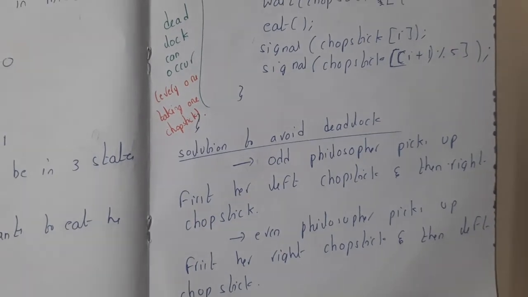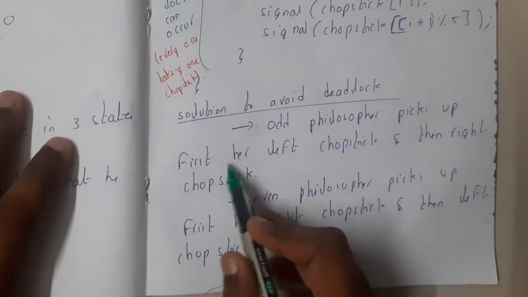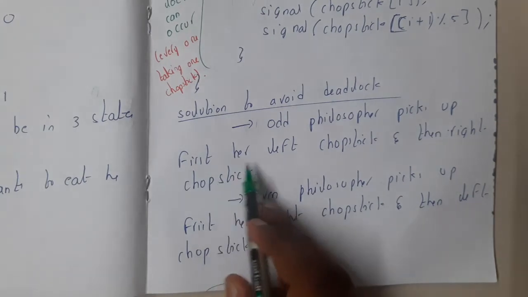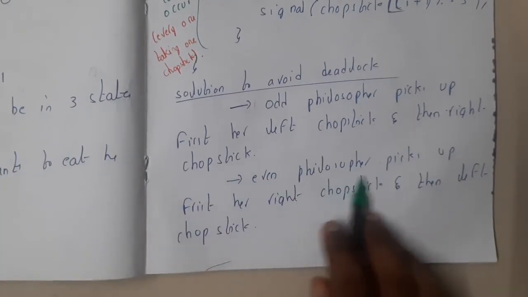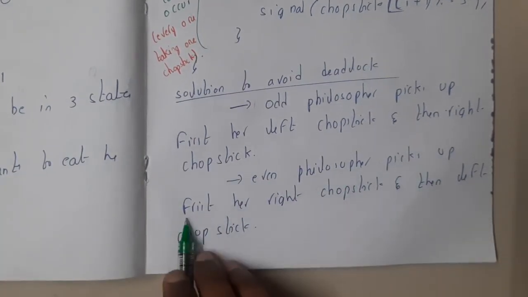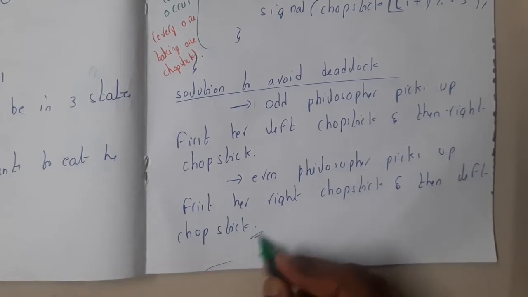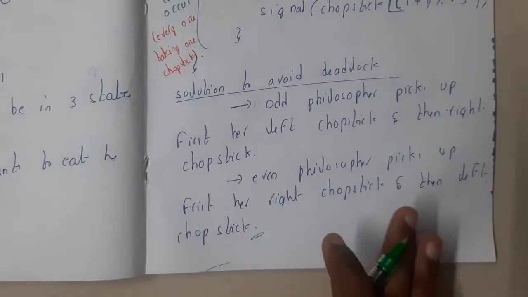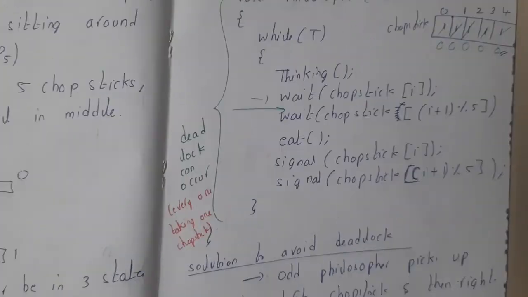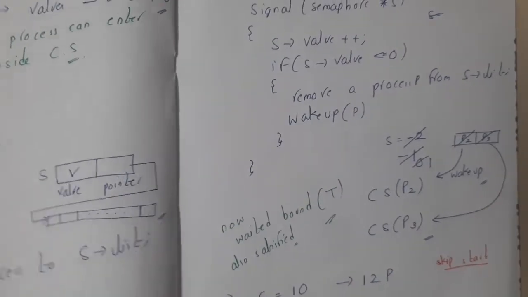Okay. So an odd philosopher picks up her left chopstick first, then the right chopstick. An even philosopher will pick up her right chopstick first, then the left chopstick. So this is the standard solution for the dining philosopher problem. Now I hope everyone got a clear idea with respect to semaphores, right?